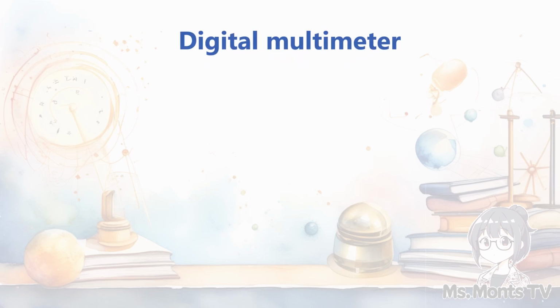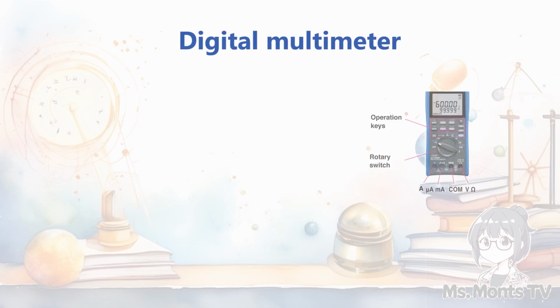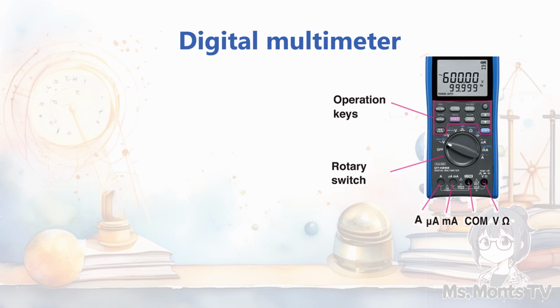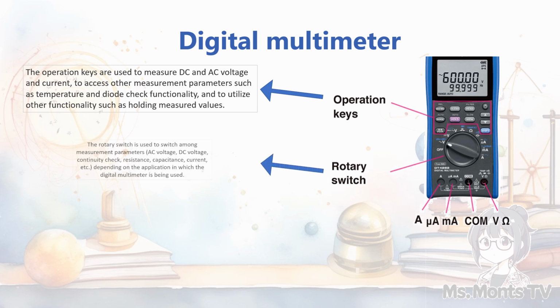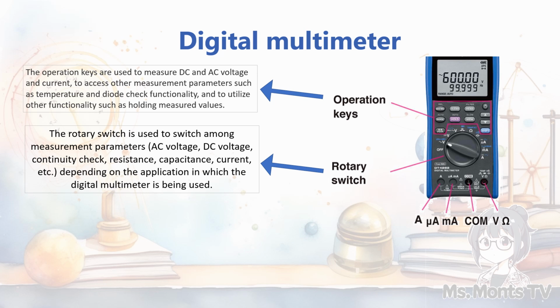Let's have another example of a digital multimeter. So this is a digital multimeter. So we have the operation keys. This is where you use to measure the DC and the AC voltage. We have the rotary switch. So the rotary switch is where you switch among the measurement parameters.